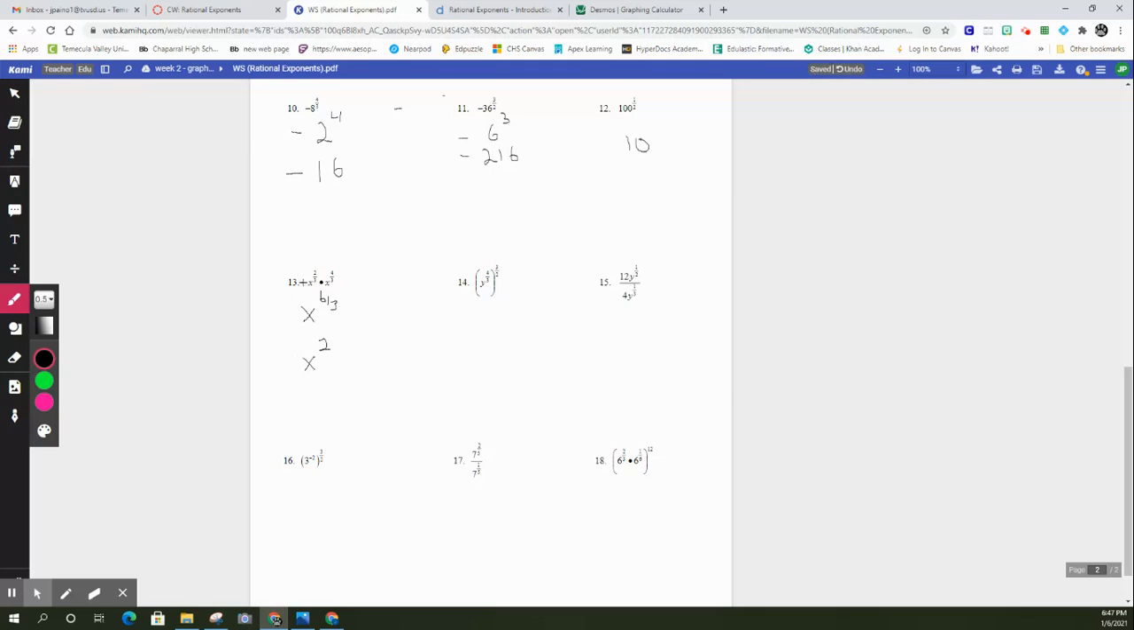And again, because it's the same base, we add the exponents. If they are not the same base, we couldn't do this. We'd have to leave it. You can only add those exponents together because the base is x for both of them.